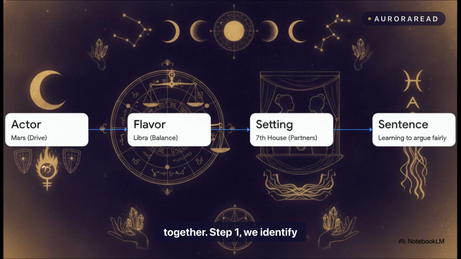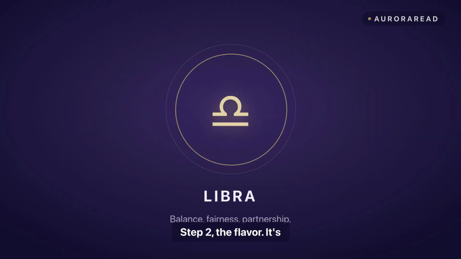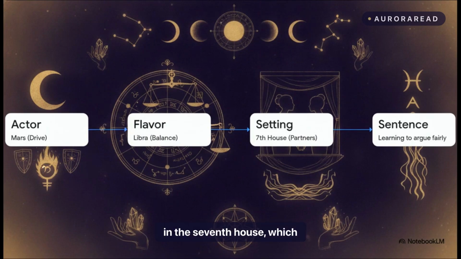Step 1. We identify the actor. Let's say it's Mars, which, as we know, governs drive and conflict. Step 2. The flavor. It's in the sign of Libra, which is the sign of balance and partnership. Step 3. The setting. It's placed in the 7th house, which is the stage for close relationships. Step 4. We synthesize it all into one honest sentence about a person.